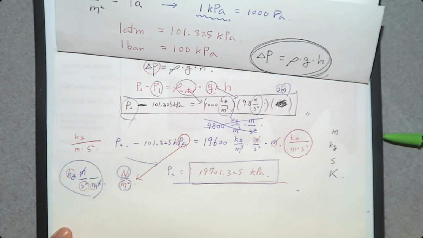Now, let's check dimensional homogeneity. This unit looks exactly the same as this unit. So the unit on the right-hand side is what? Pascal. However, we have a kilo in front. So this equation is incorrect because the right-hand side is Pascal, the left-hand side is kilopascal. So you want to use kilopascal only or Pascal only. Okay?